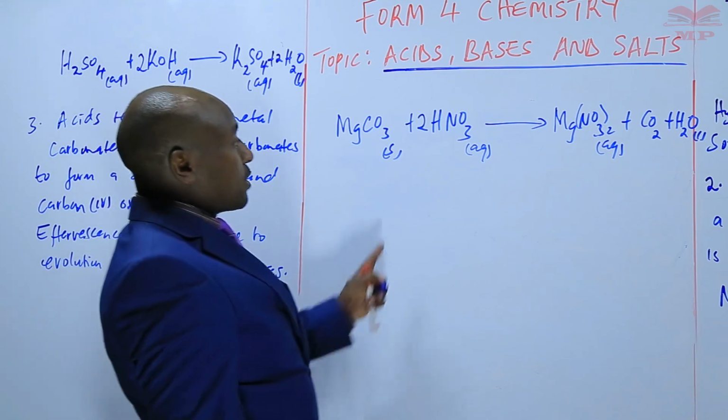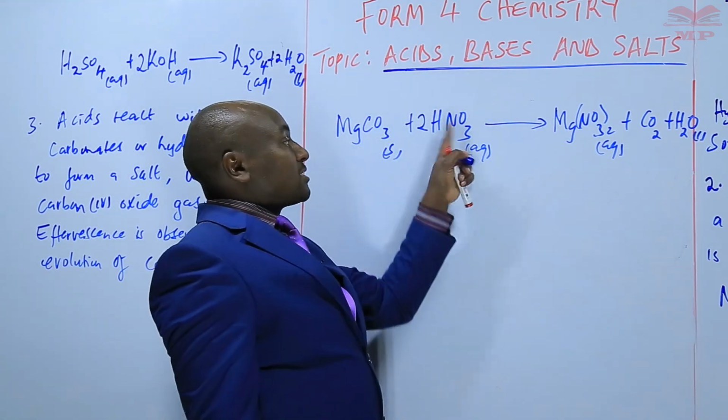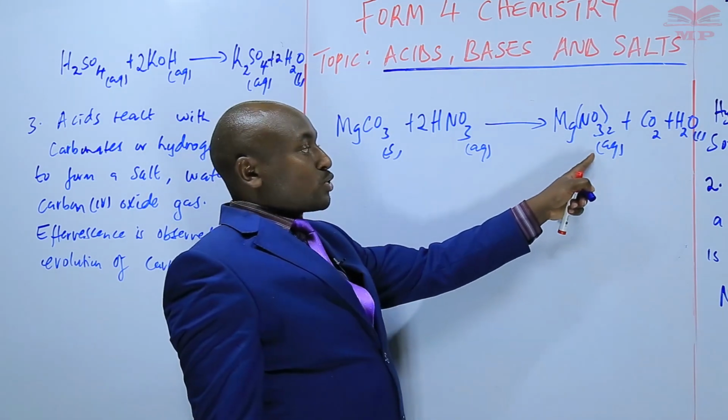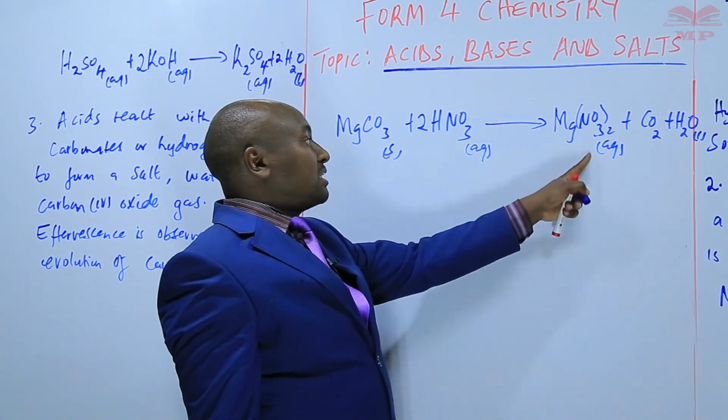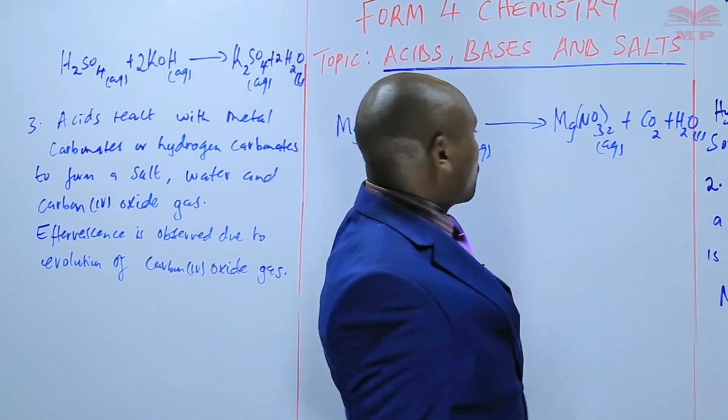So here we are forming a salt. A salt that comes from nitric acid is a nitrate. So nitrates are salts obtained from nitric acid. Then there is carbon dioxide plus water.